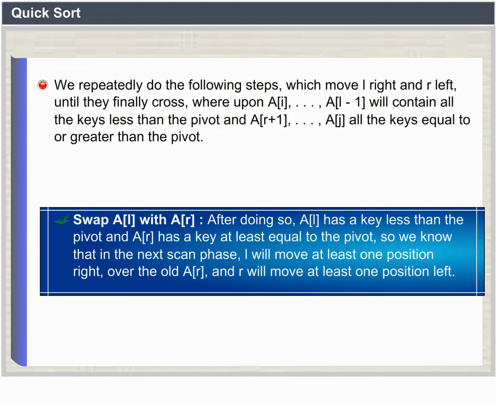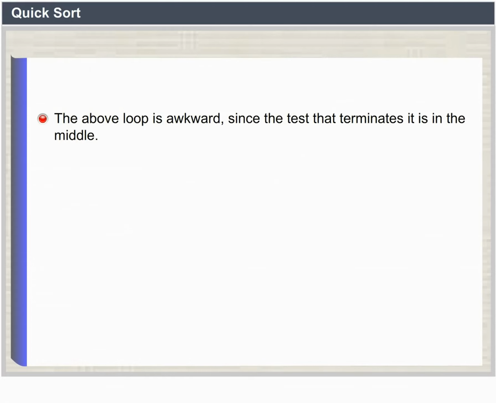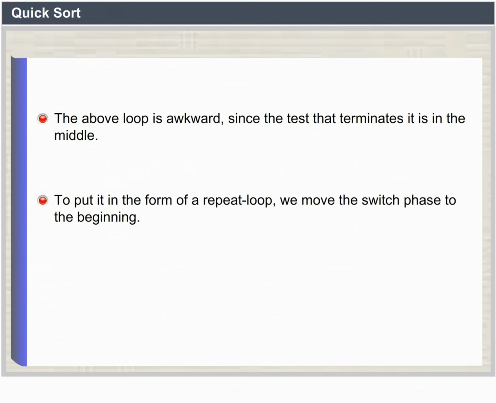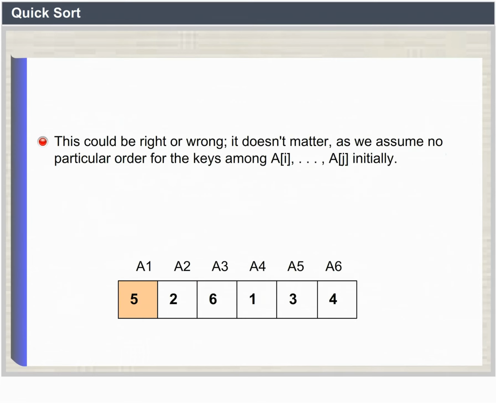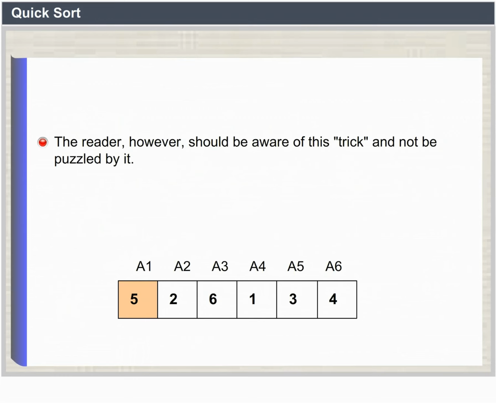The above loop is awkward since the test that terminates it is in the middle. To put it in the form of a repeat loop, we move the switch phase to the beginning. The effect is that initially, when i equals L and j equals R, we shall swap A[i] with A[j]. This might be right or wrong. It doesn't matter, as we assume no particular order for the keys among A[i] to A[j] initially. The reader, however, should be aware of this trick and not be puzzled by it.